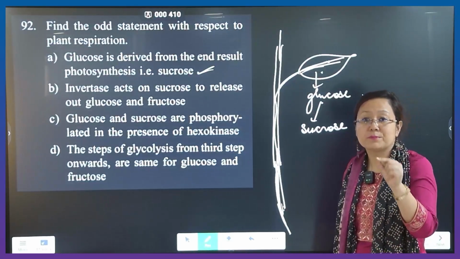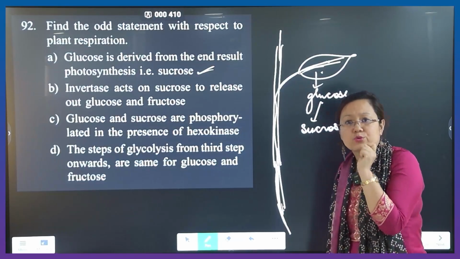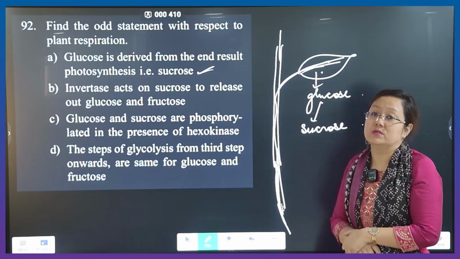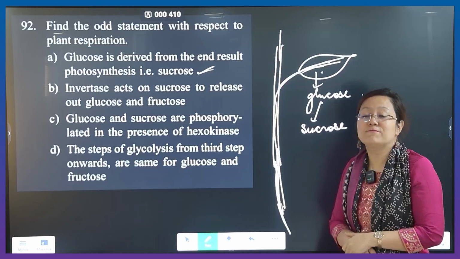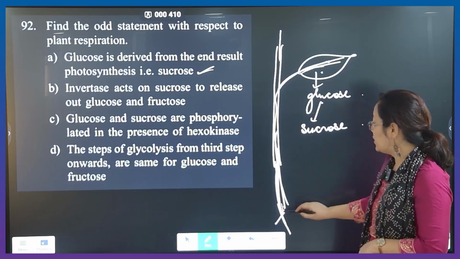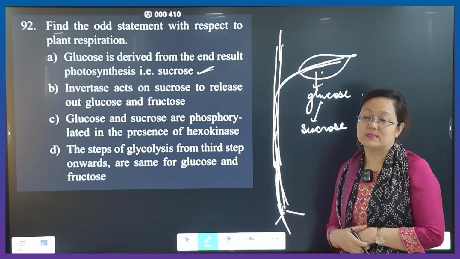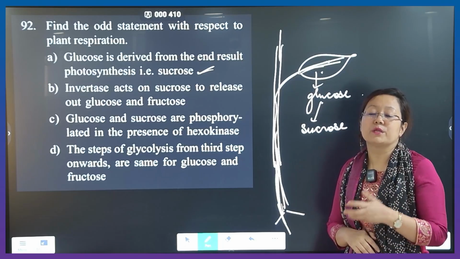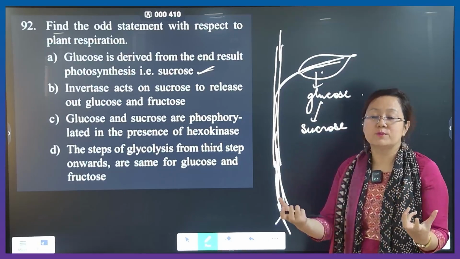But remember that the product of photosynthesis was glucose. So glucose is converted into sucrose. Why? Because it has to be transported in the form of sucrose, because sucrose is a mobile form inside the phloem tissue. So when the plant cell receives nutrients, it will not be in the form of glucose, it will be in the form of sucrose. So all the plant cells will receive nutrients in the form of sucrose.